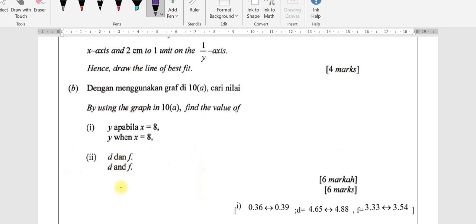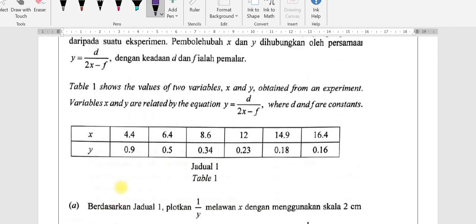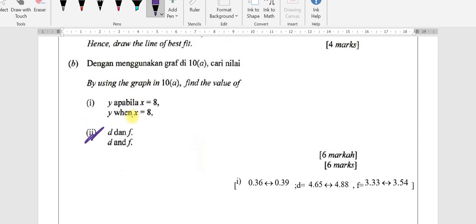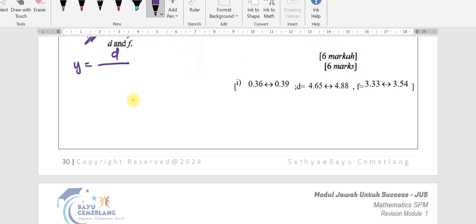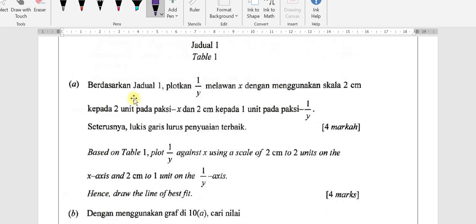Find the value of d and f. Whenever you want to find the value of a constant, you always need to arrange your equation first. y equals d over 2x minus f.